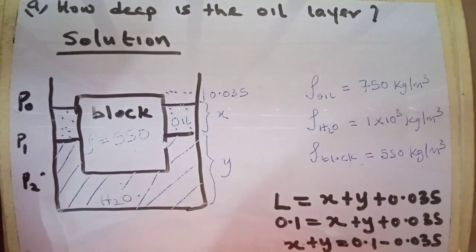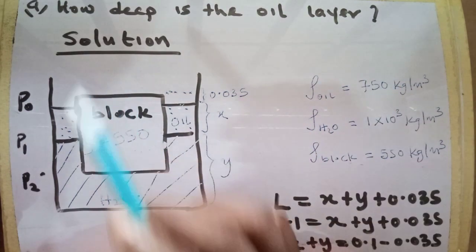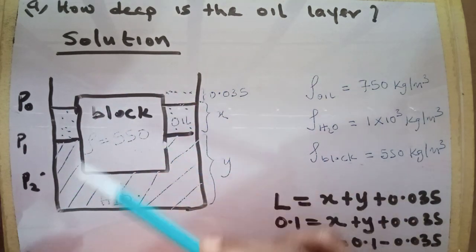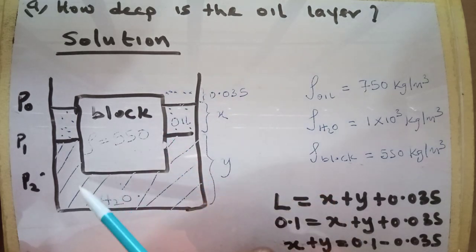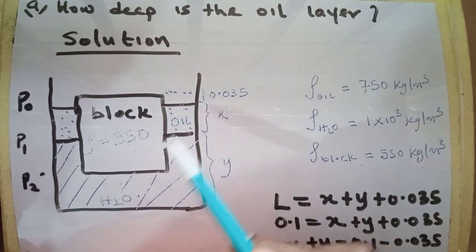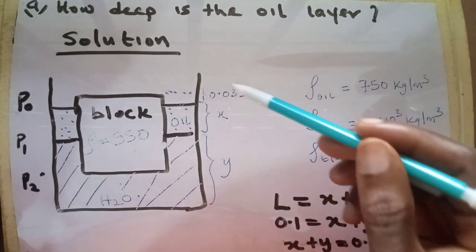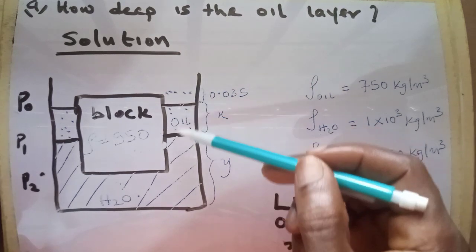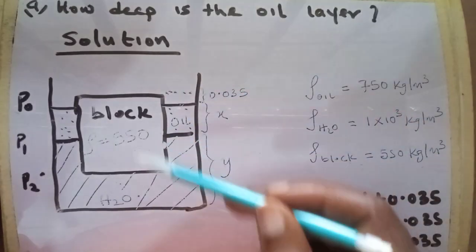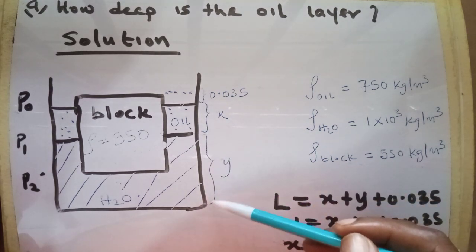So, question A. How deep is the oil layer? So, solution. This is a diagram that depicts what the question is talking about. This is a block. We have water occupying these parts. We have oil that is filled up to this point. The distance from here to here is X, which is the thickness of the oil in the container, while from here to here is Y, which is not known.